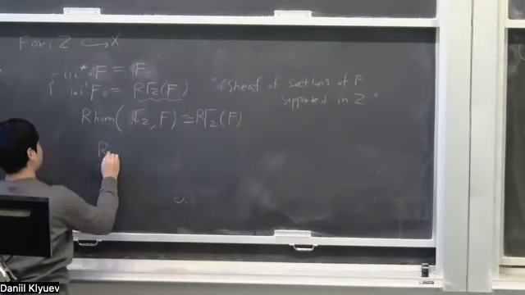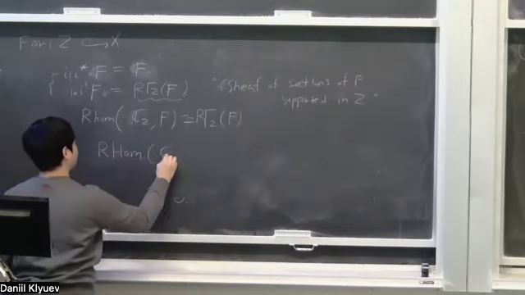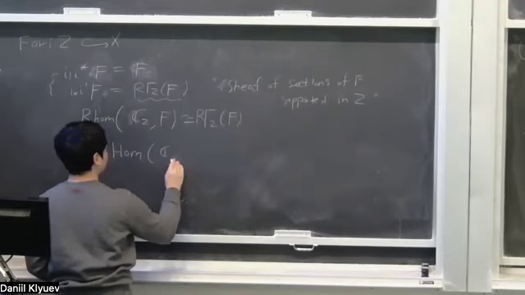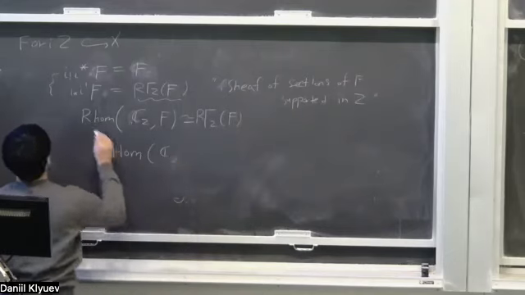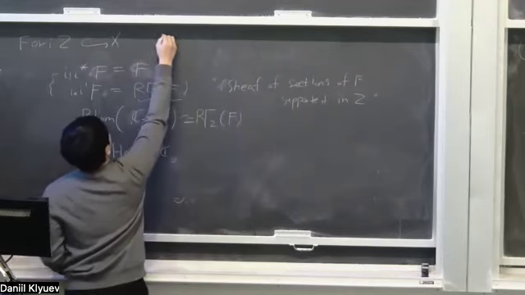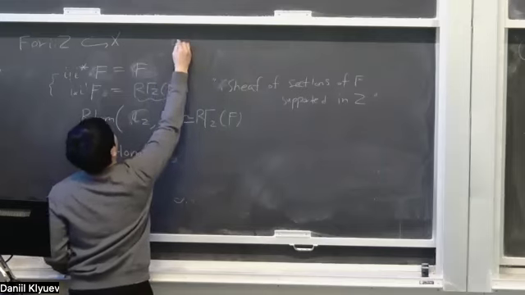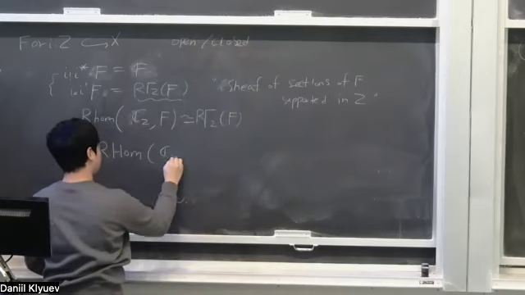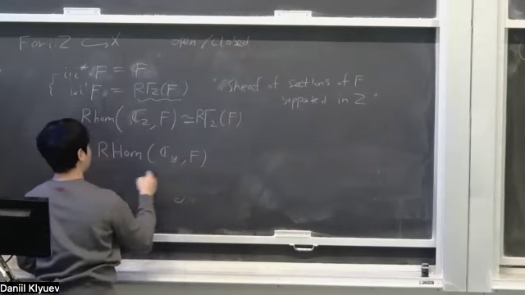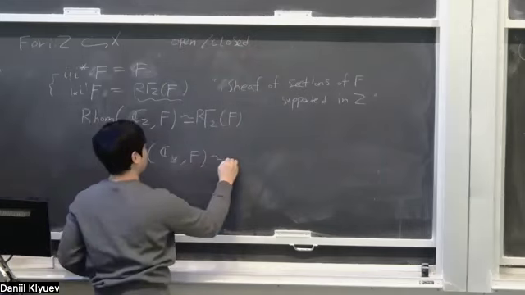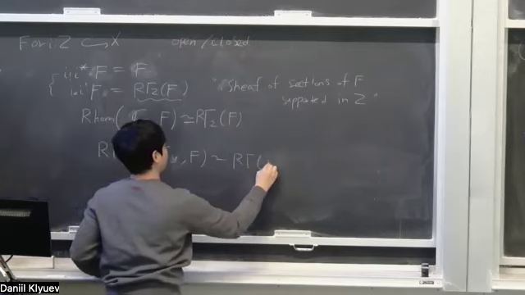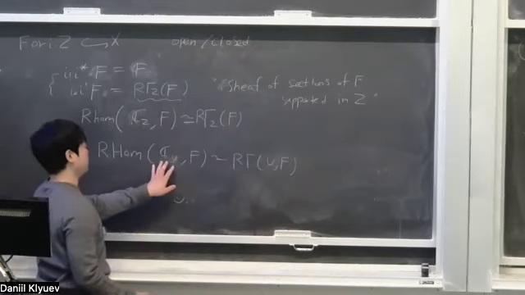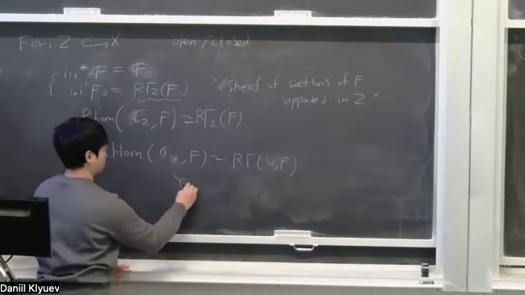So if we take the global section functor, then we'll have something like this. If Z is a locally closed or open or closed subset, then if we take an open subset and take global sections of this, then we'll get RΓ_U of that. So in some sense, these functors serve as a Yoneda sheaf.